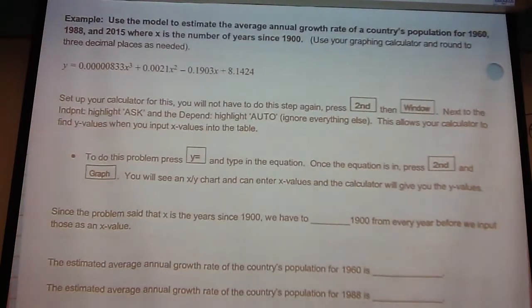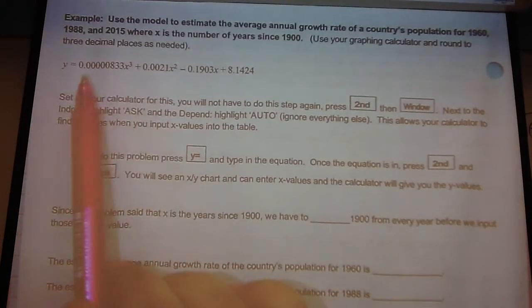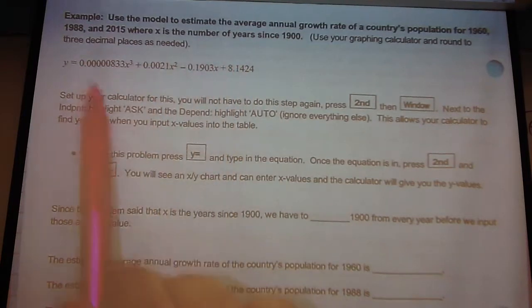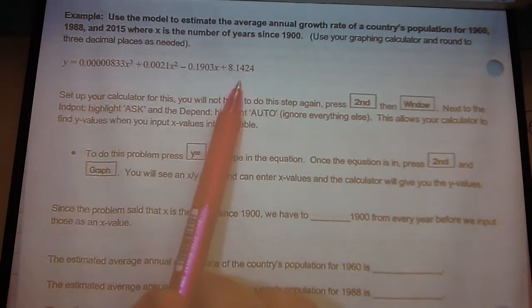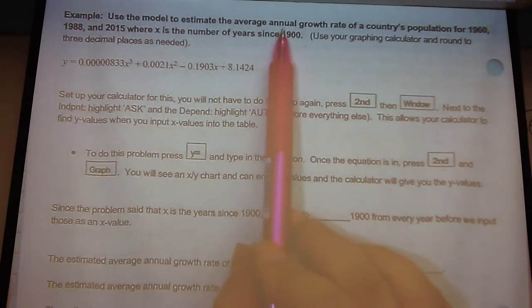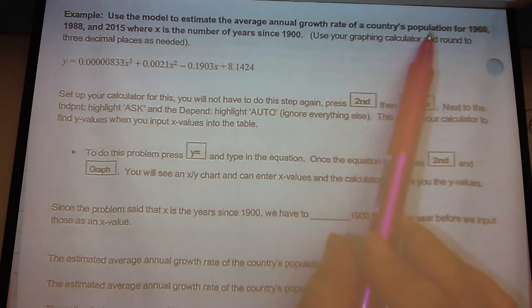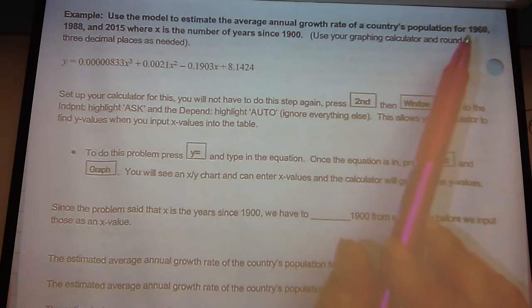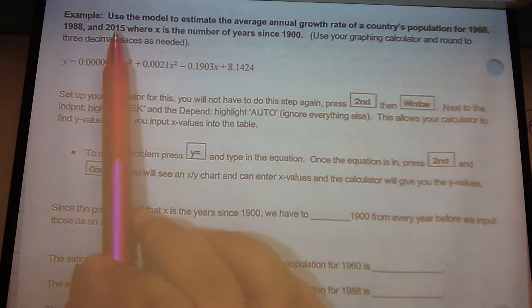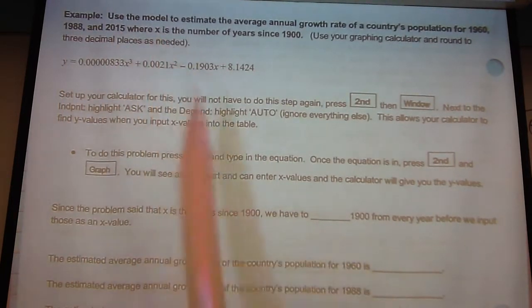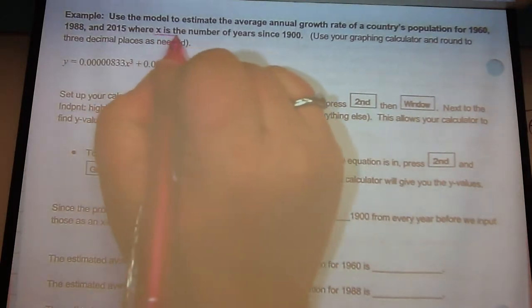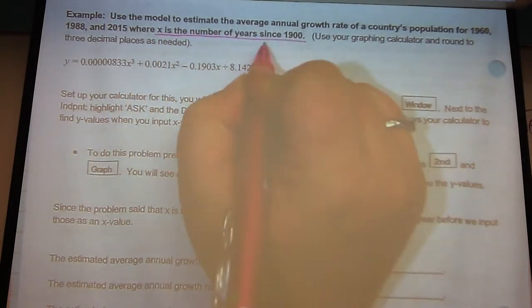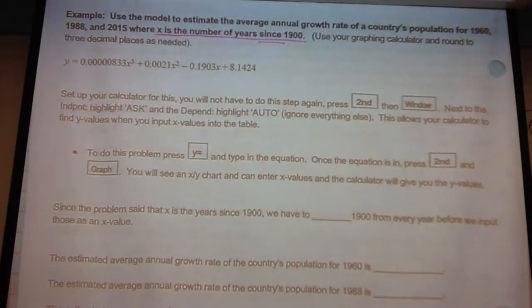On the back, instead of making the graphing calculator give you the model, on this one they've already told you the model. So this is the model that's estimating the average annual growth rate of a country's population. And I want you to estimate it for 1960, 1988, and 2015, where, and this is important, X is the number of years since 1990. That's important.